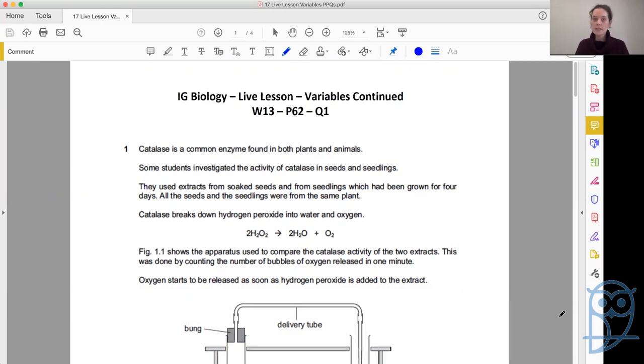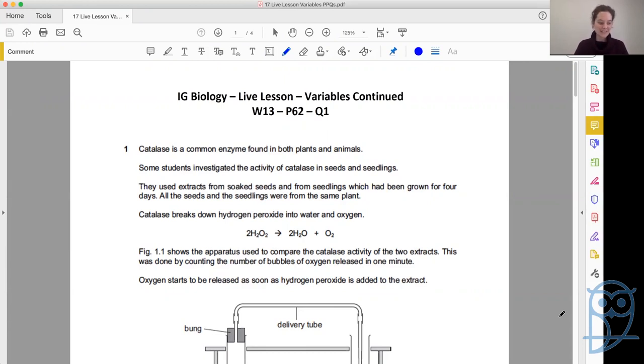You will notice that this is from before your syllabus change, but it's okay, the content is still the same. There were some tweaks made to the content, but if you use those old papers wisely, they are still a very valuable resource. So we're going to work through the whole question. We're going to pay particular attention to where we see things relating to our variables, because we were talking about independent variables, dependent variables, and controlled variables in our last alternative to practical lesson.